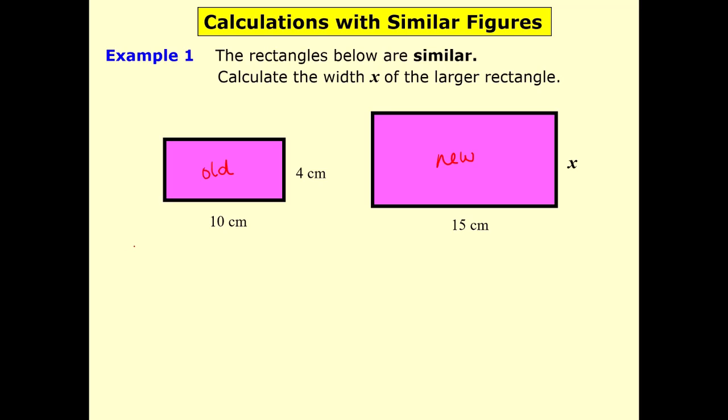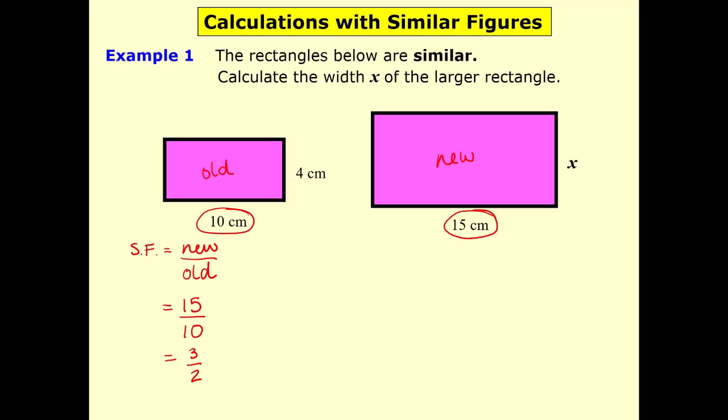So I'm going to shorten scale factor down to just SF, and we're going to calculate that by taking two corresponding sides. So I have 10 along the bottom of our smaller rectangle, and that has been enlarged to become 15 on our larger rectangle. So we're going to get our scale factor by taking our new length and dividing it by our old length. So on our new rectangle, the corresponding side is 15, and that's going to be divided by 10. Using your knowledge of fractions, I'm going to ask you to simplify that to 3 over 2. So we've got our scale factor.